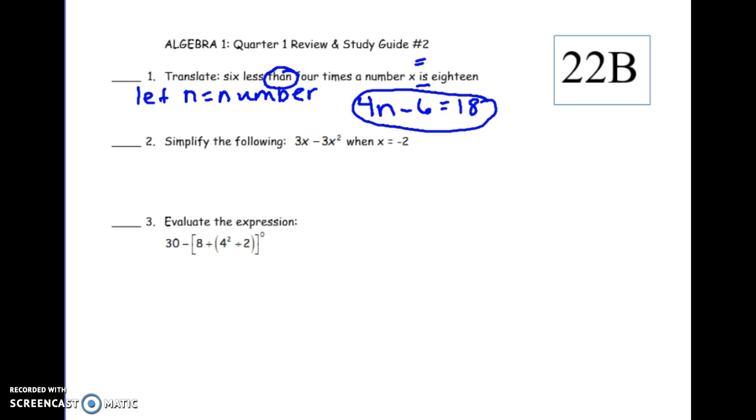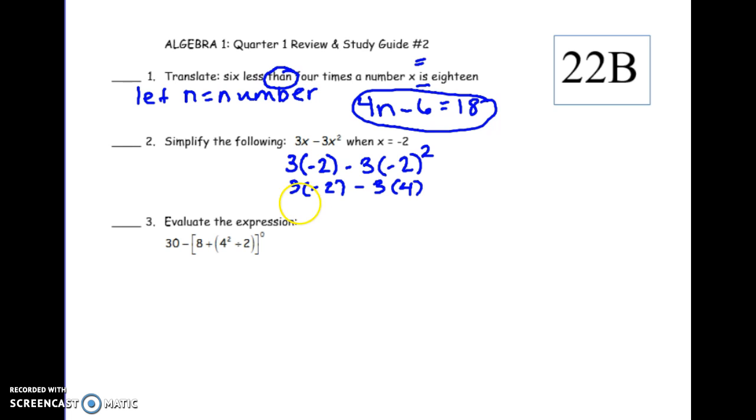Okay, number two, simplify the following. 3x minus 3x squared when x is equal to negative 2. So all I'm going to do is replace x with negative 2, and then I'm going to follow my order of operations. I'm going to be careful if I'm using my calculator. Any negative when I square it is going to be positive. So we're going to do our exponent first. So 3 times negative 2 minus 3 times 4.